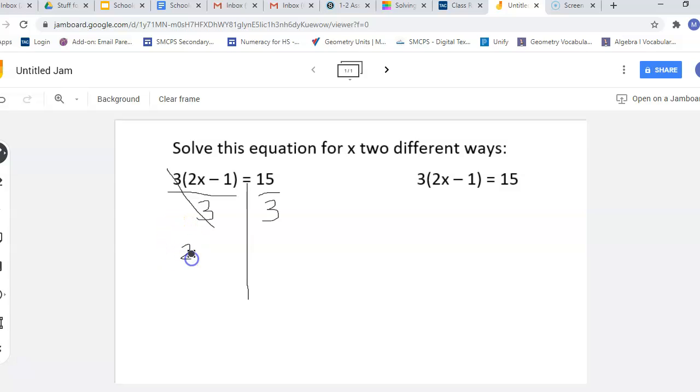So now over here I have 2x minus 1 equals, and then 15 divided by 3 is 5. Okay? Now I'm still trying to get x by itself, so I have the 2 that I need to get rid of, and I have this minus 1 that I need to get rid of. I'm going to get rid of the minus 1 first, and I'm going to use the inverse operation of subtraction, which is addition. So I'm going to add 1 to both sides.